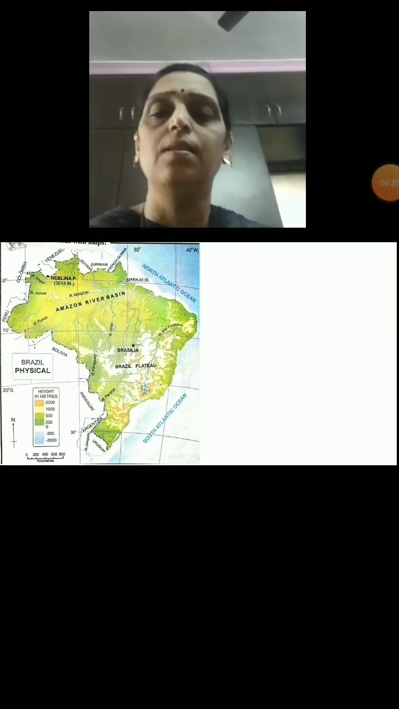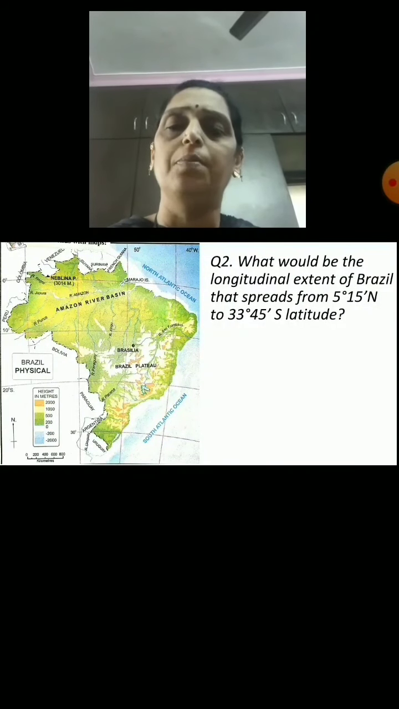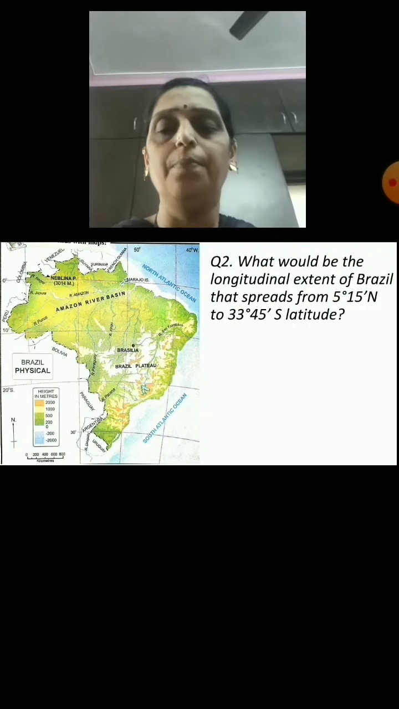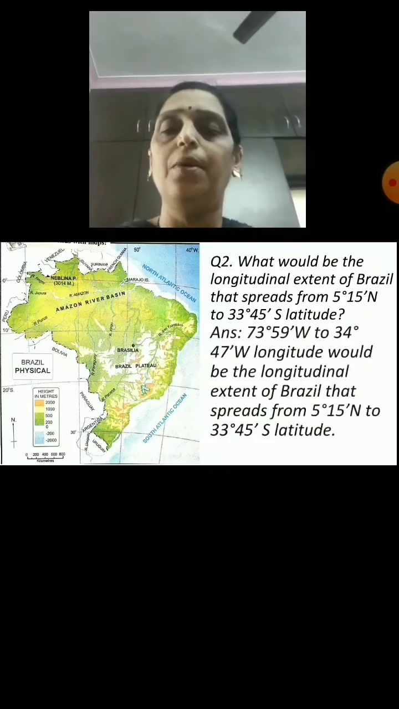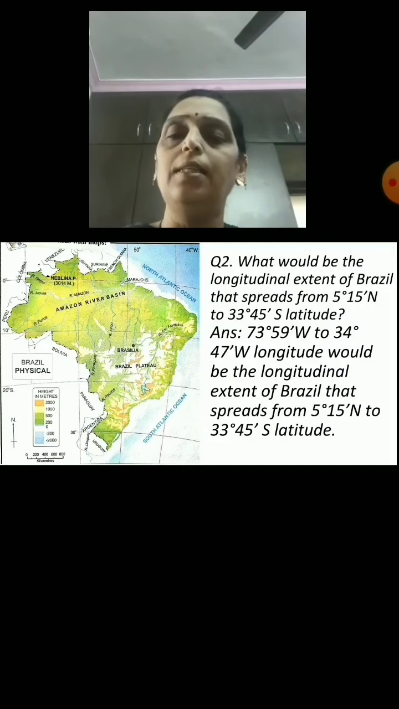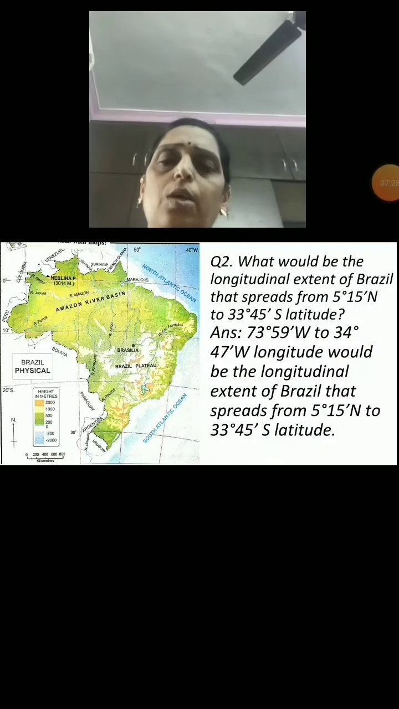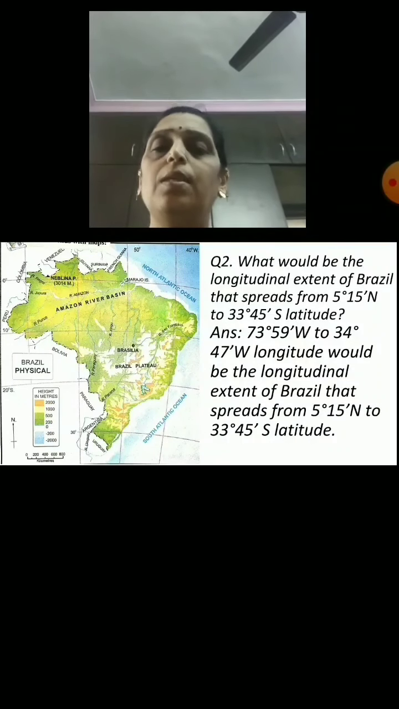Now the next. Question 2. What would be the longitudinal extent of Brazil that spreads from 5 degree 15 minutes north to 33 degree 45 minute south latitude? Yes, try to find the answer. Yes, I will help you out. 73 degree 59 minutes west to 34 degree 47 minutes west longitude would be the longitudinal extent of Brazil that spreads from 5 degree 15 minutes north to 33 degree 45 minutes south latitude.